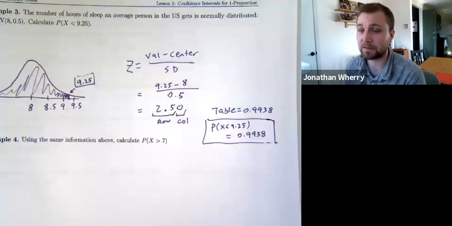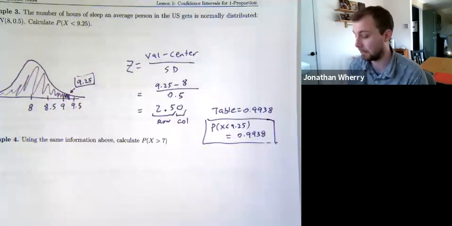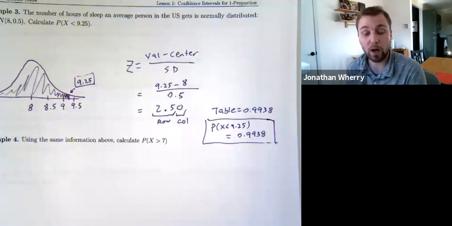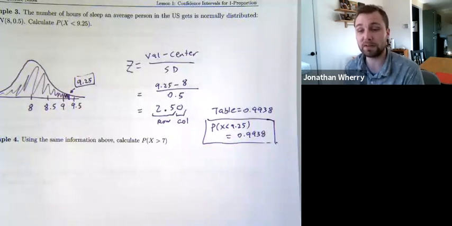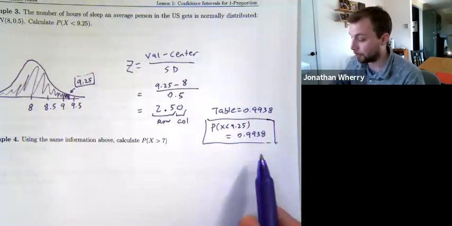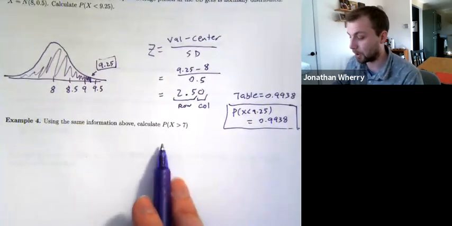That's most people. That's almost 100% of people get 9.25 hours of sleep or less. I'm looking at like 0.0061 or 0.61% of people that get more than 9.25 hours of sleep. I'll show you how I came up with that 0.62% here when we're looking at this next problem.